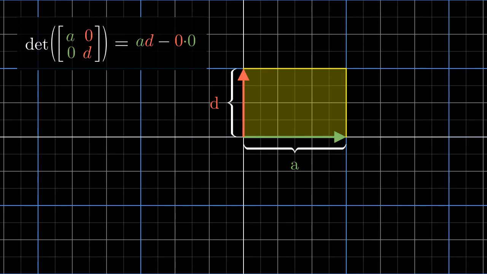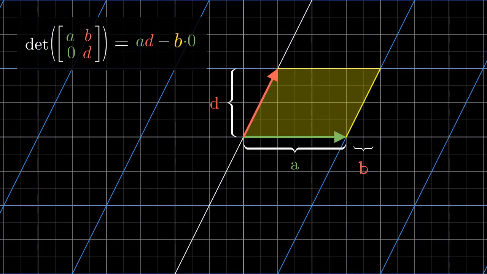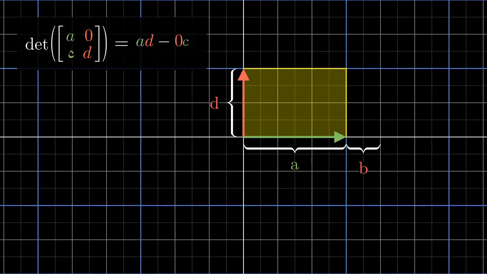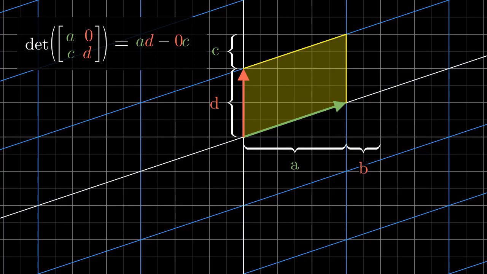Even if one of these terms, for example B, is non-zero, you end up with a parallelogram with a base A and a height D, which means that the area is still just A times D. And a quick way to gut check that is to think about a deck of playing cards. Just because you shear the deck by some amount, the volume is still the same. The same is also true if you make B 0 and C is non-zero.